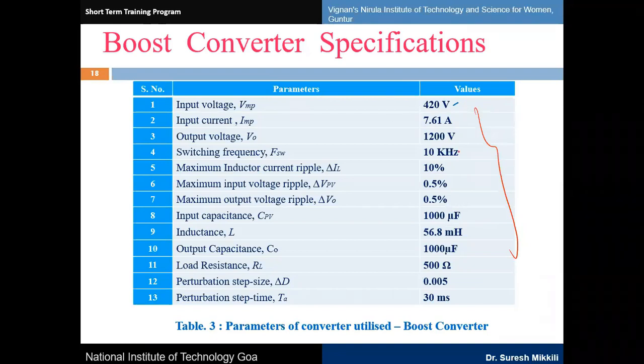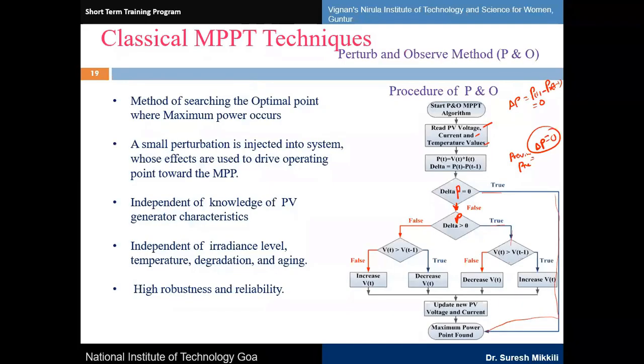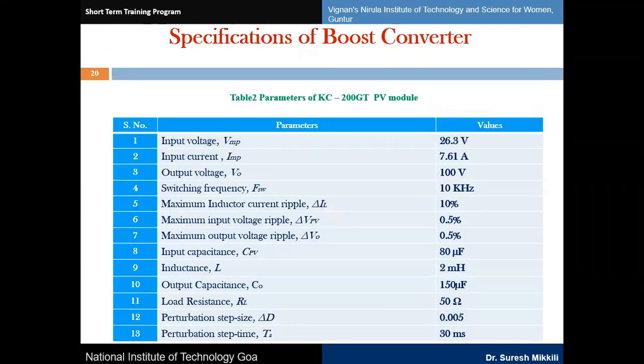10 kilohertz, 7.6 amperes, so 200 watts. Now in P and O, we have considered PV. Then power is calculated, and change in power is calculated. If change in power is 0, that means you have reached the maximum power point. If change in power is greater than 0 and voltage is greater than the previous value, either increase or decrease. In the same way, if change in power is less than 0, either increase or decrease operation we have seen.